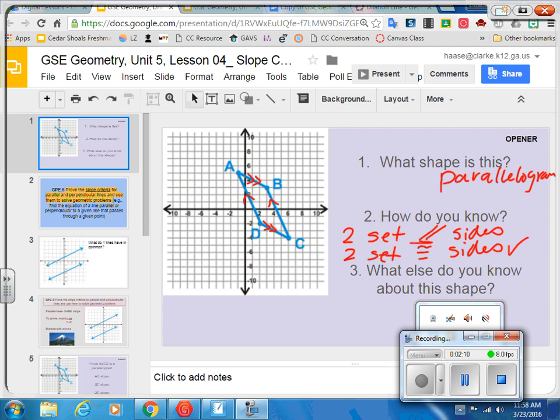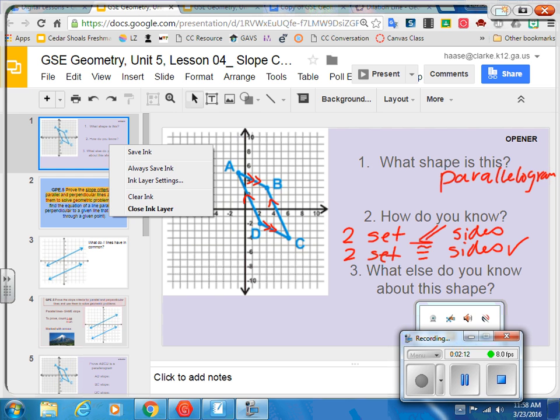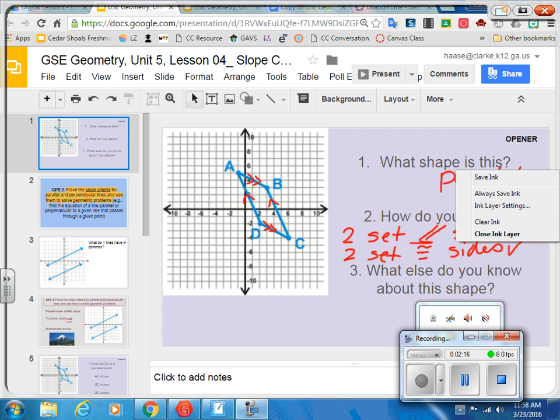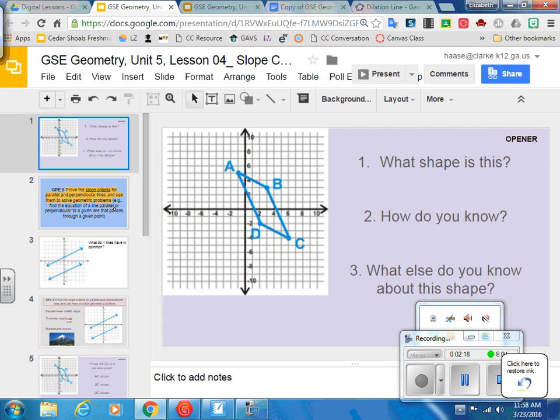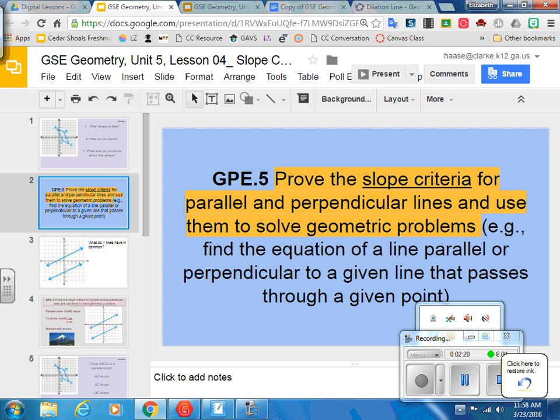So, what we're going to talk about today, we're going to work on half of this standard. We are going to prove the slope criteria. We're going to talk about what the slope criteria means for parallel and perpendicular lines, and we're going to use that to say things about geometric shapes. If I say it's a parallelogram, I have to back it up by proving that those lines are parallel.